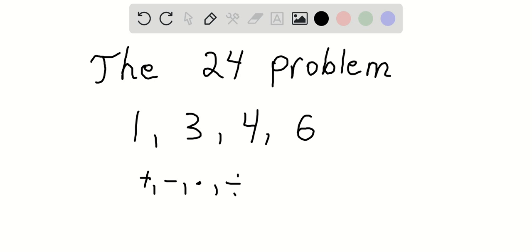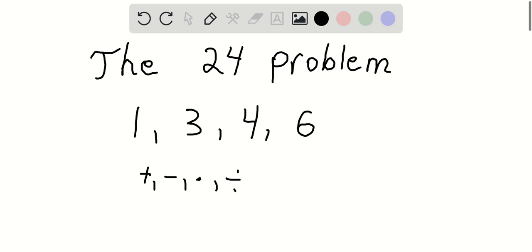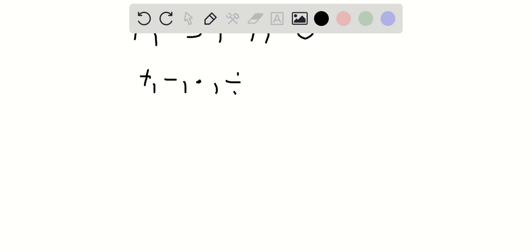Okay? And I guess I'll mention here, there can be no concatenation, meaning we can't just put two numbers together. You can't put 1 and 3 together to get 13. That's not allowed. But we can play this game and create expressions that evaluate to all the numbers from 1 through 24. So here are some of the first answers.